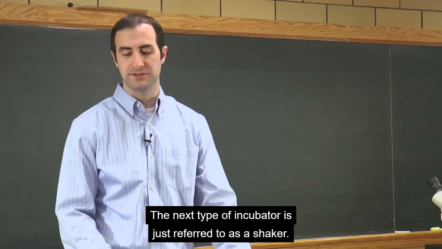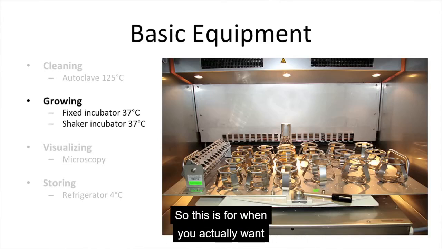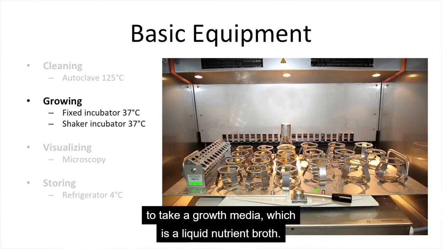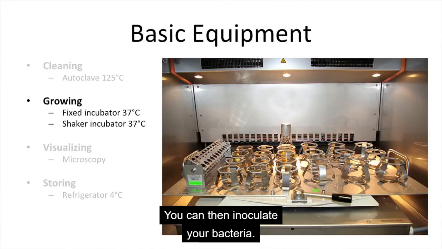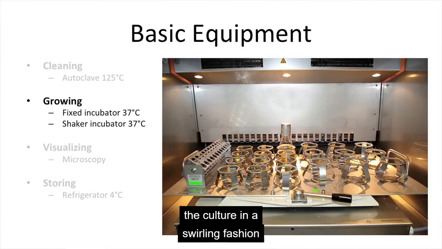The next type of incubator is just referred to as a shaker. So here you can actually see the metal rings, and in the back you can see a flask. This is for when you actually want to take a growth media, which is a liquid nutrient broth. You can then inoculate new bacteria. You put it in here, and a shaker simply shakes and rotates the culture in a swirling fashion to help aerate it, to help the bacteria grow under optimal conditions.